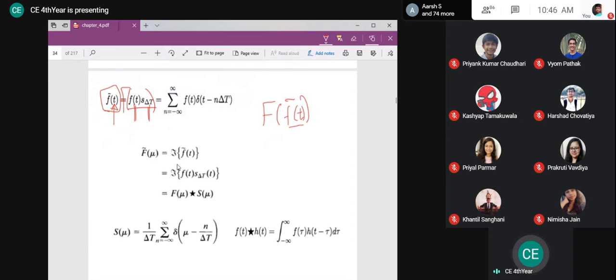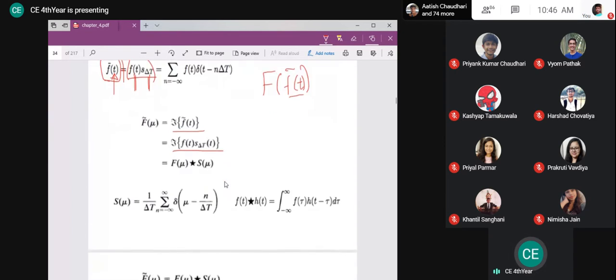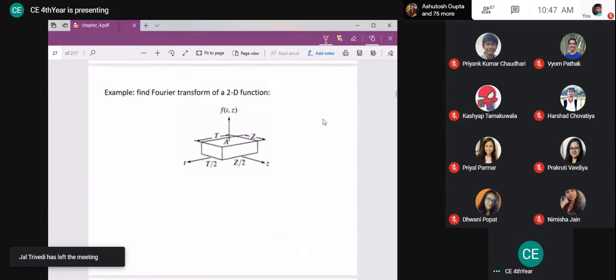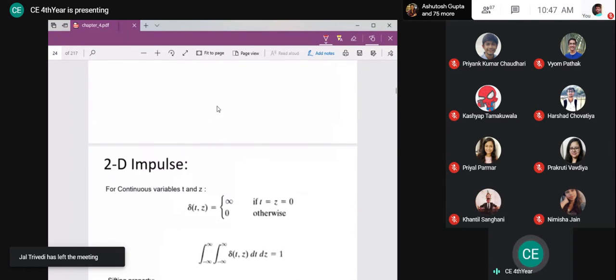So actually I wanted to find out the Fourier transform of the sampled function. That means I wanted to find out the Fourier transform of this multiplication, but I know that multiplication results into convolution in the frequency domain. Suppose f of t has its Fourier transform F of mu, and the impulse train has its Fourier transform S of mu. If you remember, we have already found the Fourier transform of the impulse train in the previous lectures.